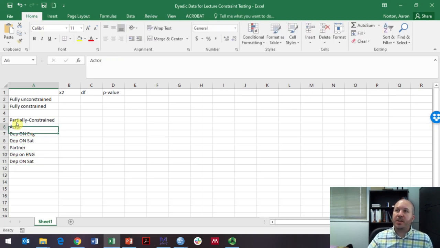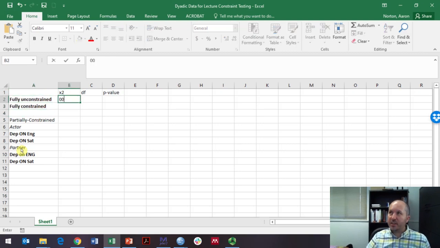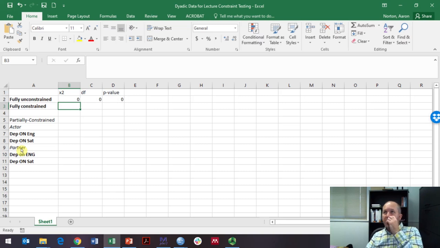So what I've set up here is that I can very quickly, I'll put these in italics to make it a little bit more clear, and then I'm going to bold this just to help myself out visually with what I'm seeing. So this is where I can put in my chi-squared, which is 0, degrees of freedom are 0, and p-value is 0.